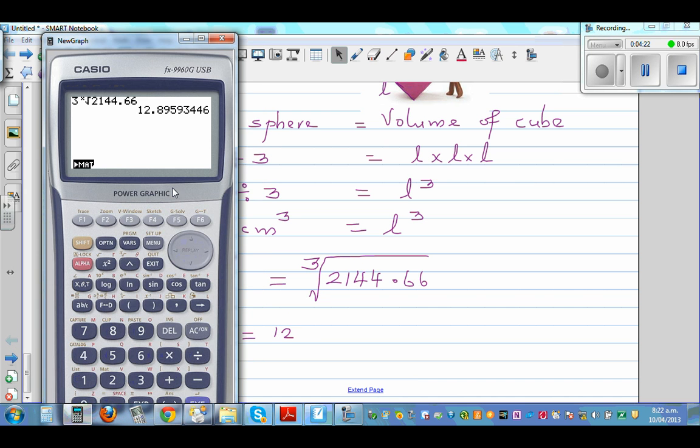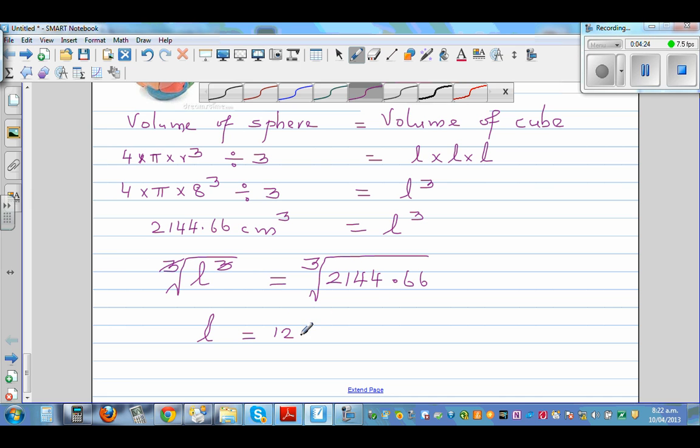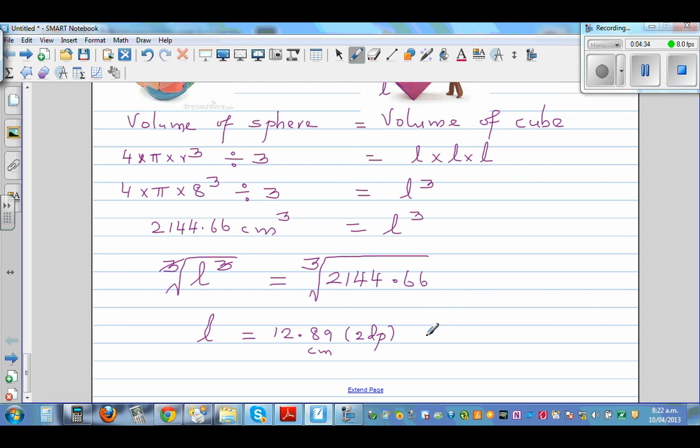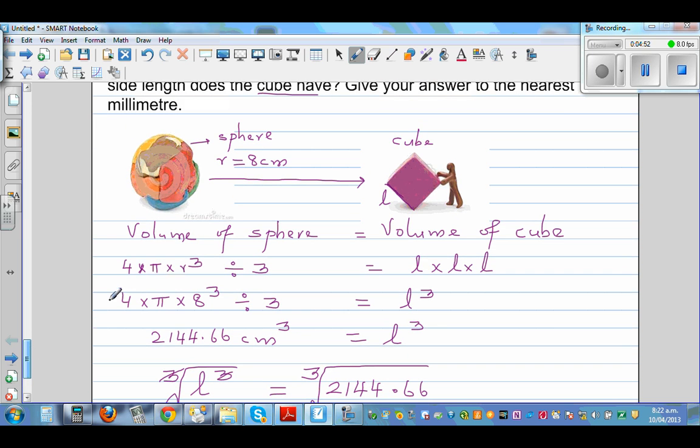Let me write 12.89 centimeters, which is centimeters in 2 decimal places. If you want to change this into millimeters, it's 128 millimeters. I can say this is 128 or 129. I would say 128 millimeters can be the length of the cube.